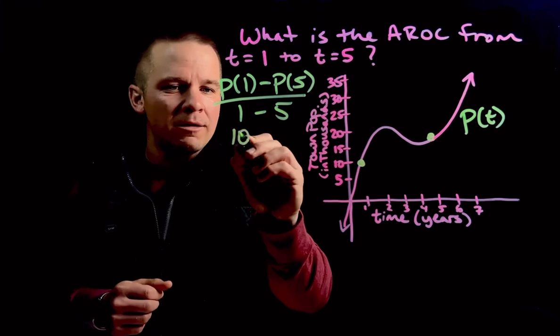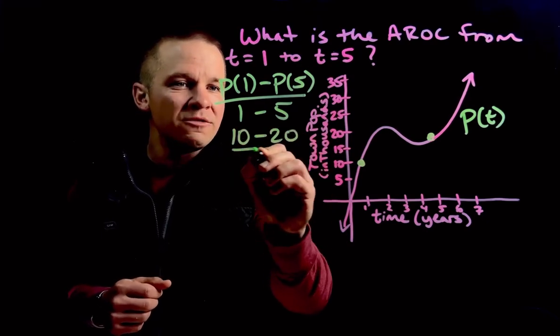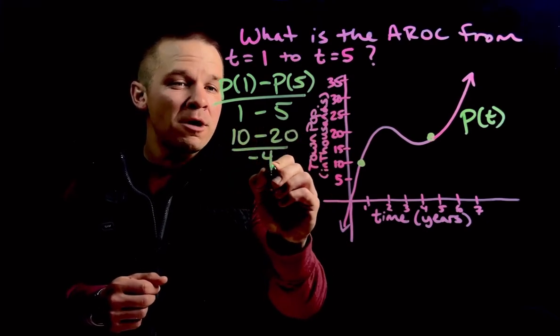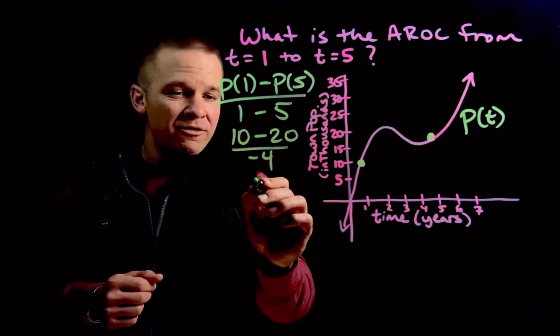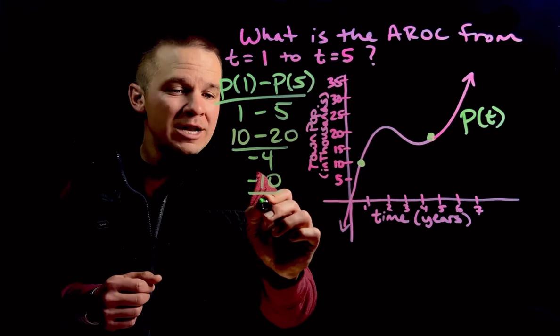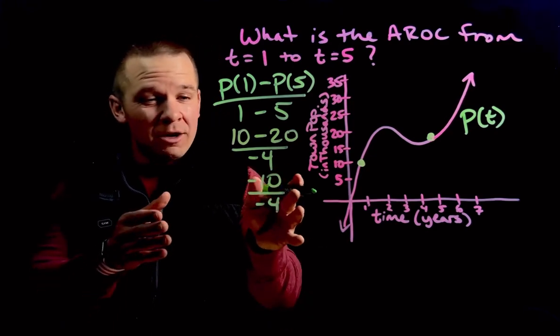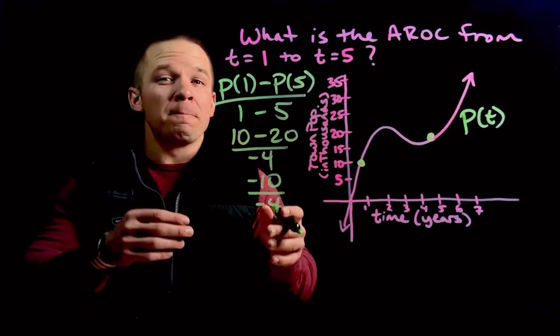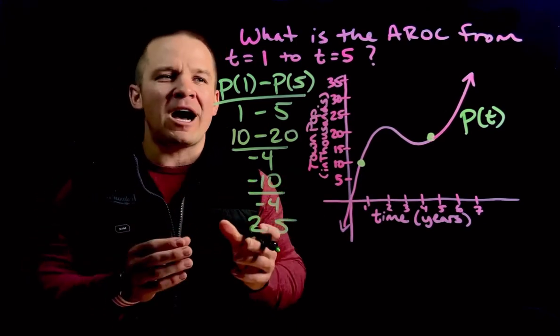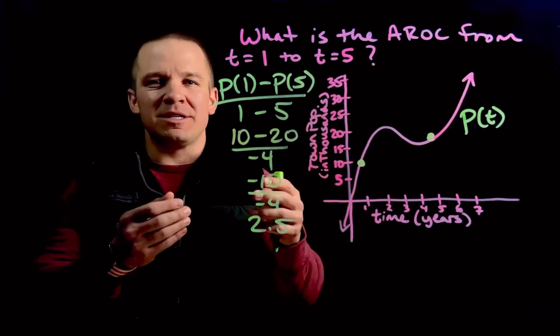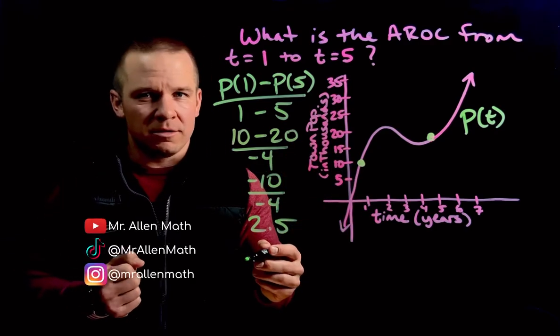I'm going to have 10 minus 20 divided by 1 minus 5. So we have 10 minus 20, that's going to be negative 10 over negative 4. So negative 10 over negative 4, that simplifies down to 5 over 2 or 2.5. And I chose 2.5 here because we're going to put this into thousands here, 2.5 thousand, okay?